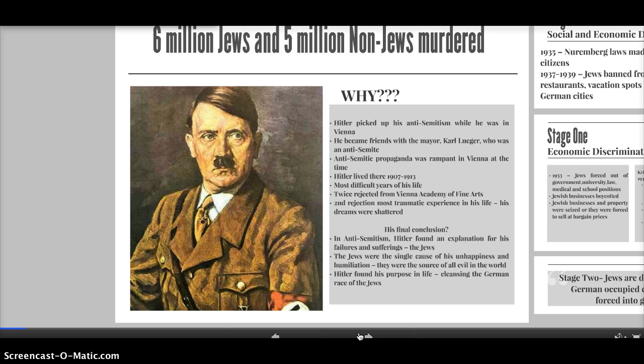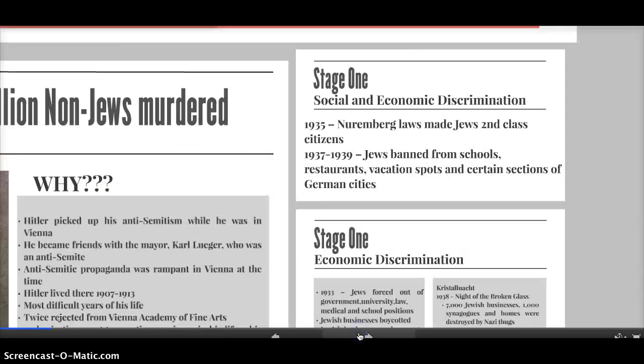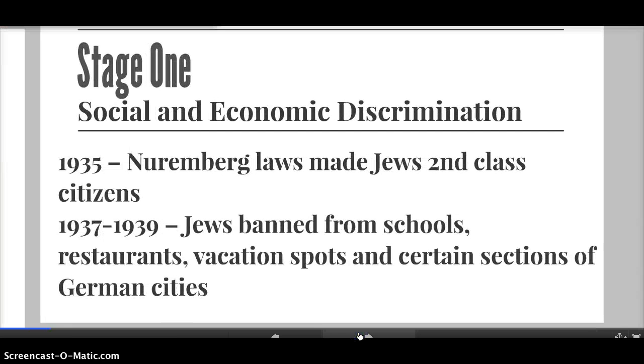So, according to him, the Jews were the single cause of his unhappiness and humiliation, and therefore they were the source of all evil in the world. So, Hitler kind of found a purpose for his life, which was cleansing the German race of the Jews. How would he do this? He does it in stages.